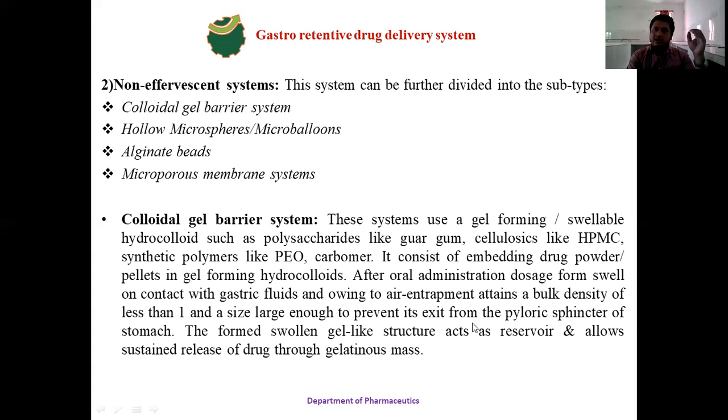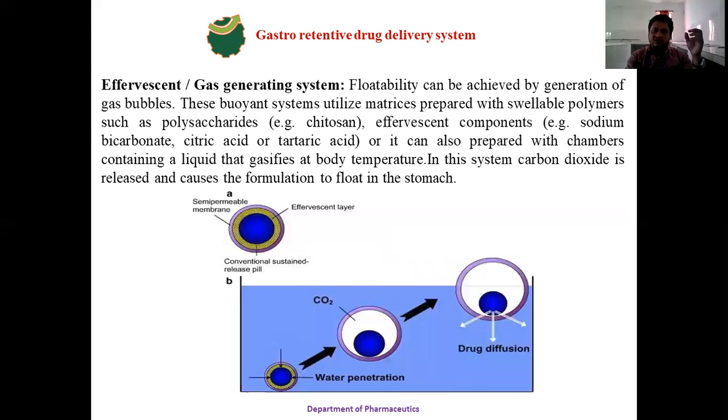Because of that it will float, as well as because of the swelling, the system will be retained in the stomach, meaning it will not exit through the pyloric sphincter. So there is a use of some polymer which will swell. Whenever there is any system, suppose a small system, same like the previous one, you can see that the system will get swelled. How will it swell?